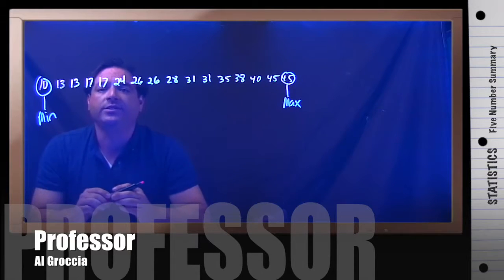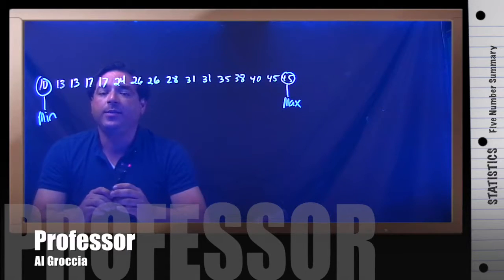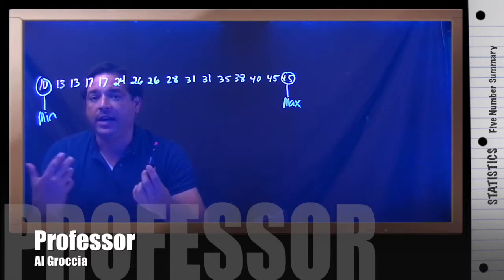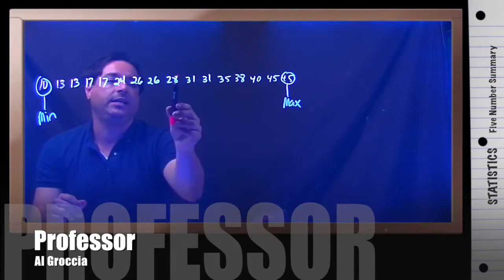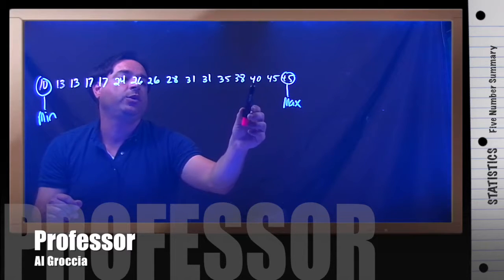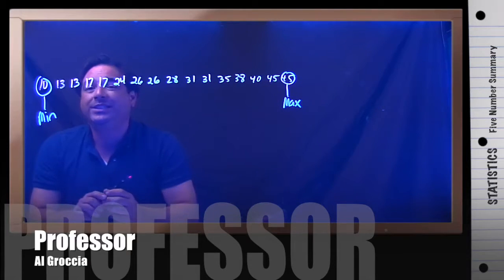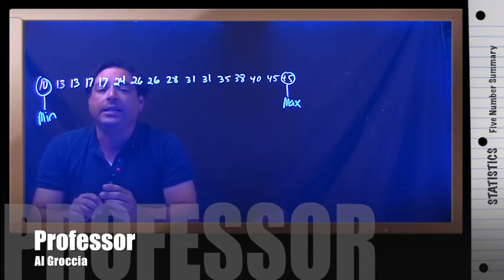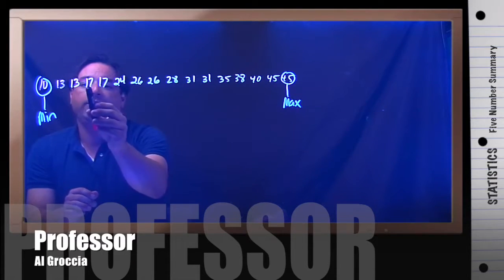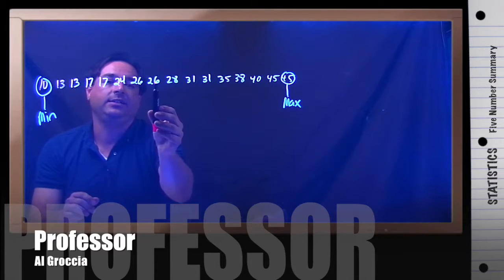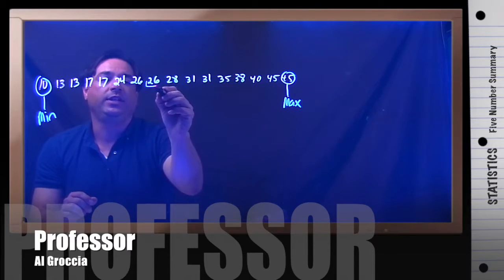The next one we're going to find is something called the median. So to find the median, we need to first identify how many numbers we have. So we have 1, 2, 3, 4, 5, 6, 7, 8, 9, 10, 11, 12, 13, 14, 15, 16. With 16 numbers, when you're trying to find the median, it's going to be between the 8th and the 9th. 1, 2, 3, 4, 5, 6, 7, 8, and 9th. It'll be between these two.